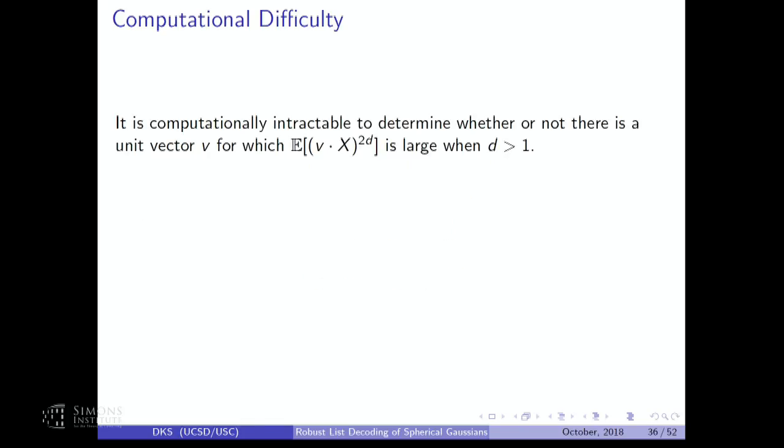Unfortunately, arranging for this to be the case is actually hard. It's computationally intractable to determine whether or not there is a unit vector v such that the 2d central moment in the v direction is large whenever d is bigger than 1. And since we can't solve this problem, we can't know whether or not our dth central moments or our 2dth central moments are bounded or not. And that's going to be an issue.